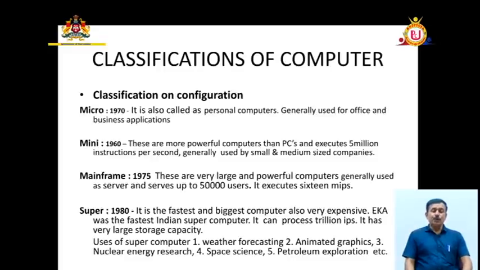Then, nuclear energy research. It plays a major role in the research industry and space science. Accuracy is very important in space science. It works with greater accuracy, supports all our expectations, and we also use this in petroleum exploration and so on. These are all the application areas where we use supercomputers.